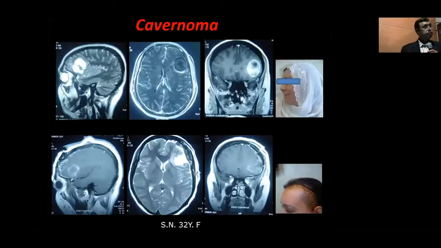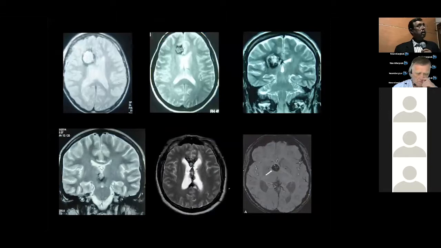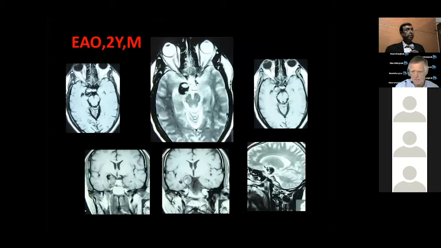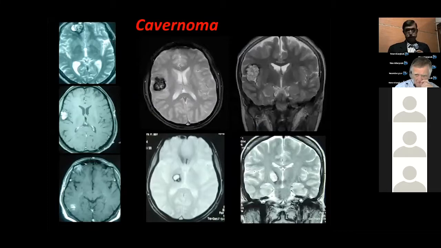So this is one of my cases, this lady with this huge cavernoma and after surgery. Frontal, deep frontal, inside the ventricle, and so on. Another patient of mine, 2 years, male patient with this medial temporal cavernoma. So different locations. Occipital is rare.